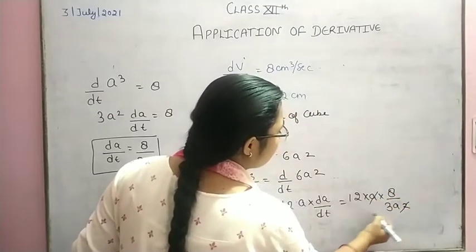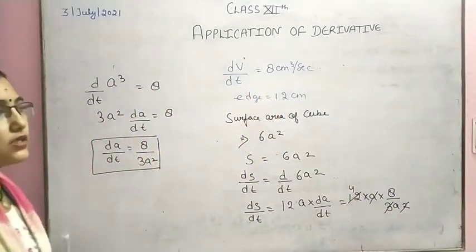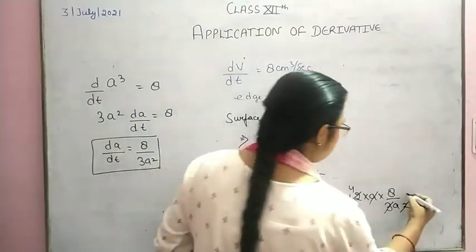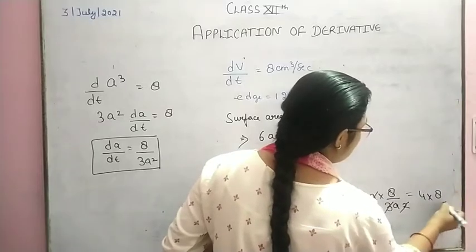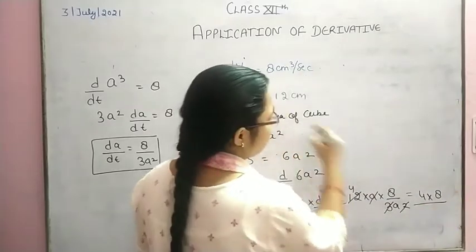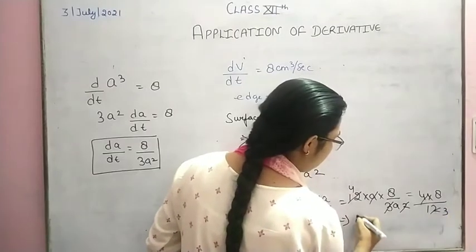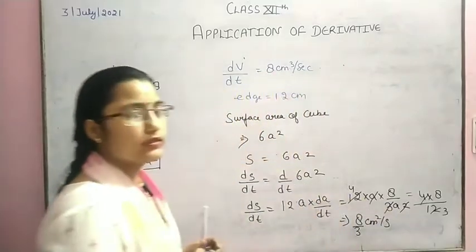And a will be cancelled out. We get 4 here. And now the edge is given as 12 centimeter. Just put the value of the edge here. 4 into 8 over 12. So this is 3. That means we get 8 by 3 centimeter square per second.